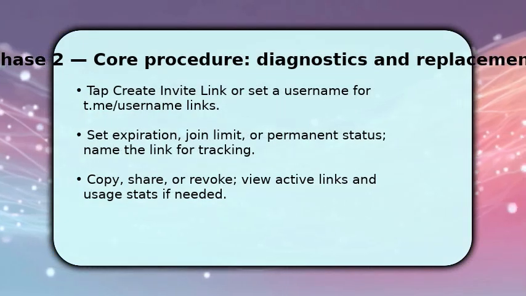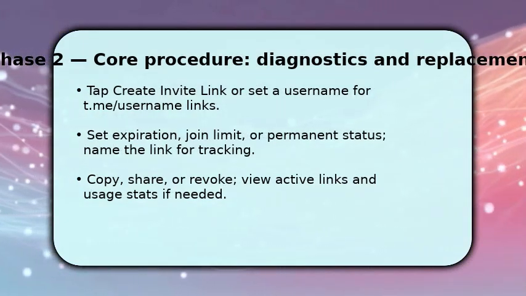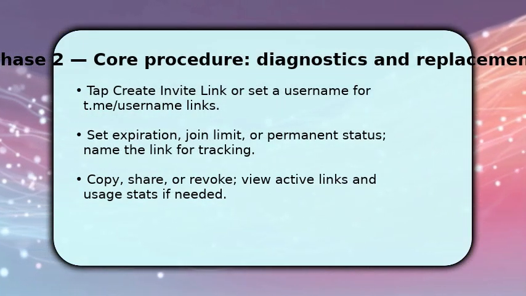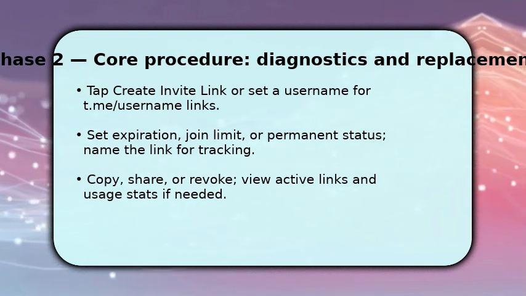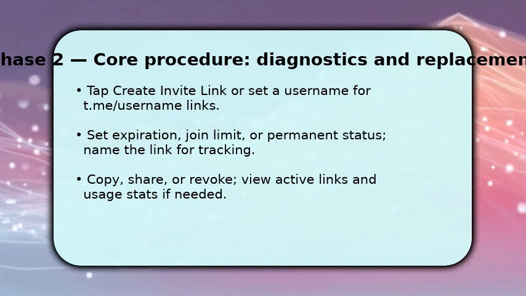Now you create the link. Tap Create Invite Link or set a username to enable me/username. When creating an invite, choose expiration and join limits. This controls access and helps manage security.